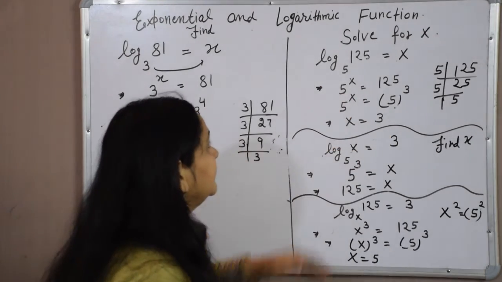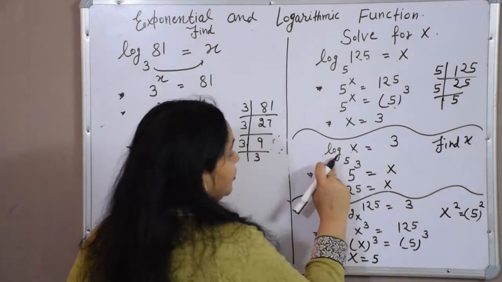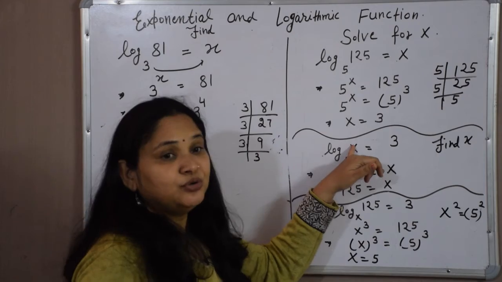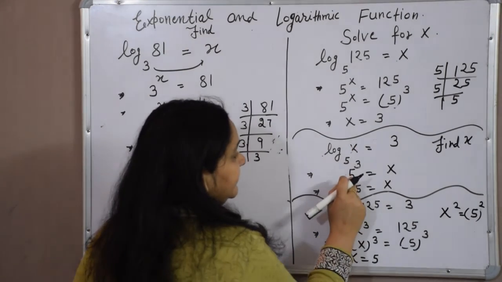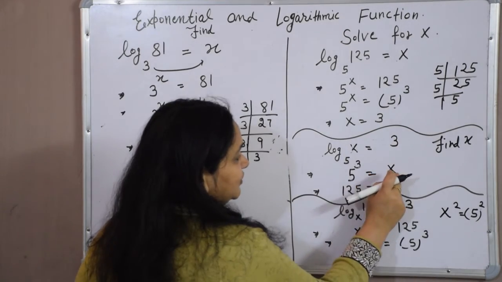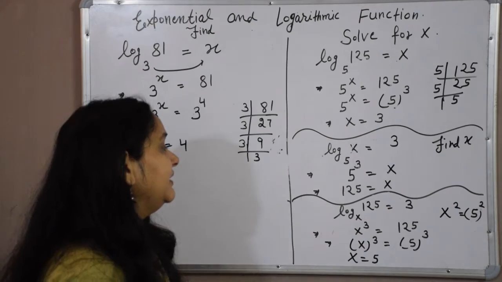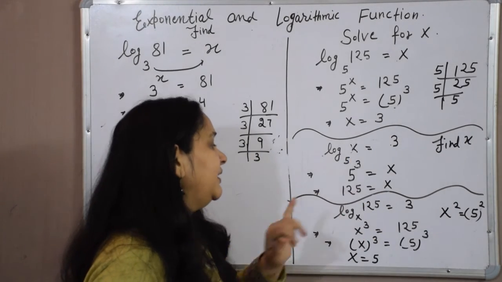This was the first way. Now the second way, log of x to the base 5 is equal to 3. Here this x is unknown to us, so we will first write it in exponential form. We can write 5 raised to power 3 is equal to x. Therefore simply we got x is equal to 125. That is 5 raised to power 3. Directly we can see 125.